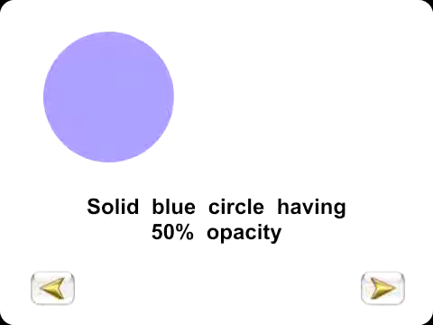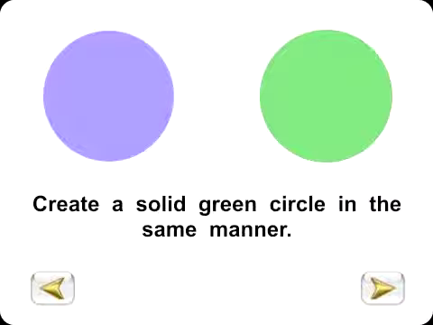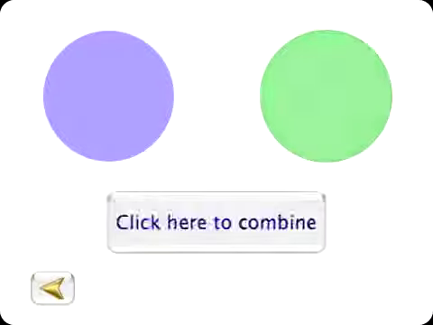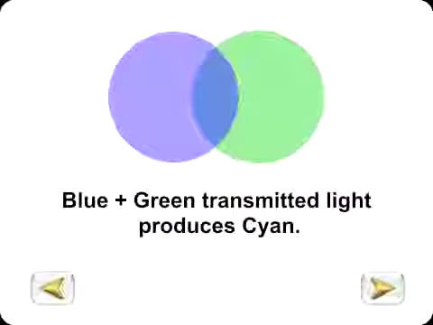Now, following the steps I've just done for that, you can create a solid green circle in the same manner with 50% opacity. Next thing you want to do on the next card, create a little button, say, hey, click here to combine, so that it'll take you to the next card and merge the 2 circles together. And there we have blue plus green transmitted light, which produces the correct color of cyan.